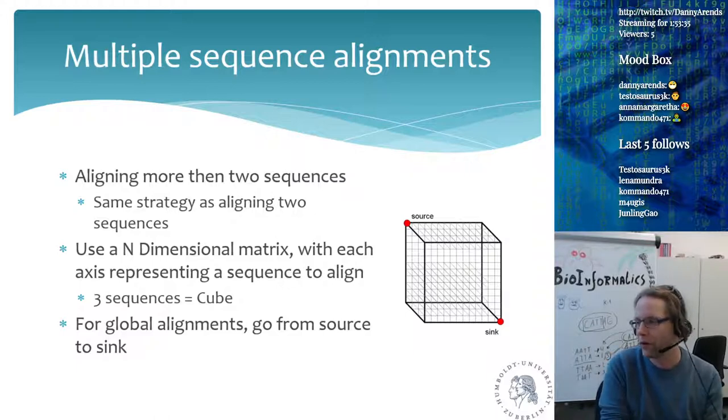And so if you have three sequences, you get a cube. If you have four sequences, then you get a hypercube, a four-dimensional cube. And the same thing holds here. If you use the Smith-Waterman algorithm, you use the same thing. You go from the source, which is 0, 0, 0 in all of the sequences, to the sink, which is n, n, n, the length of the sequence in all of them. And so the idea is to find the optimal path going from the source through the matrix in such a way that you end up at the sink, and you want to hit as many positive points as possible and as few negative points as possible.